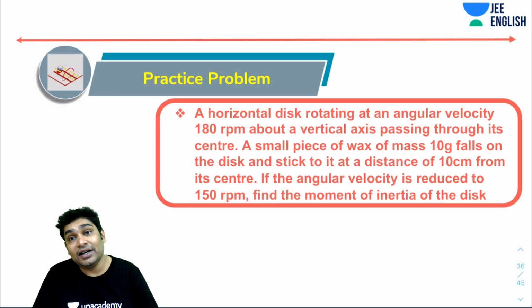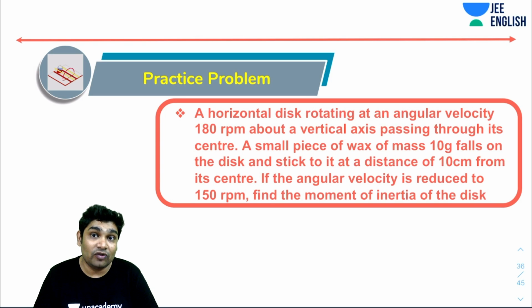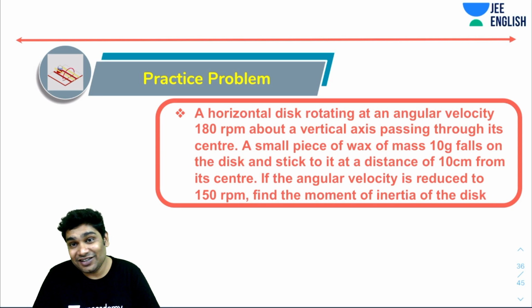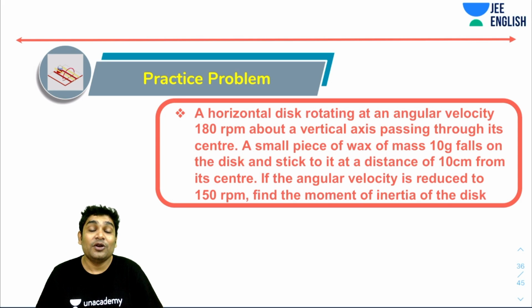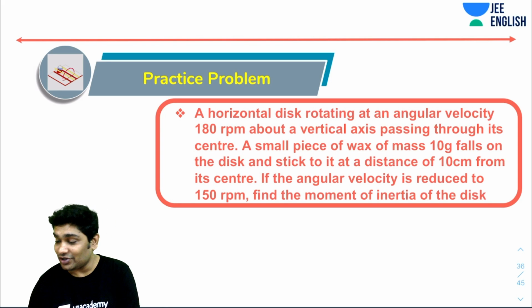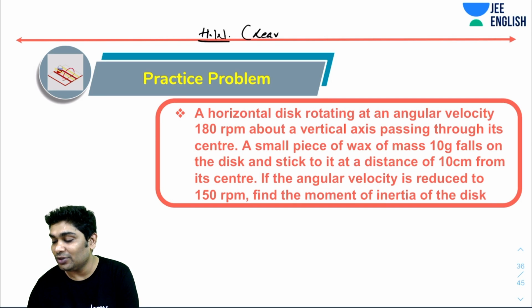You've been told a horizontal disk is rotating with an angular velocity of 180 rpm about a vertical axis passing through its center. A small piece of wax of mass 10 gram falls on the disk and sticks to it at a distance of 10 centimeter from its center. The angular velocity is reduced to 150 rpm. You have to find the moment of inertia of the disk. Another interesting situation, nice problem, and this is your homework problem. Leave answers in the comment section.